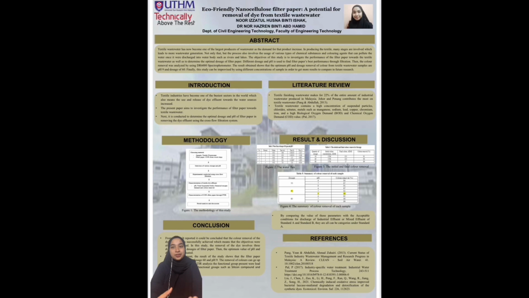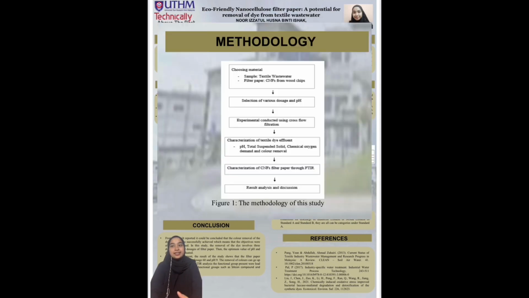As for the methodology part, the study starts by choosing the samples, such as the water sample and filter paper, to be used in this experiment. In the study, the water sample was obtained from a textile industry located in Senai, Johor, while the filter paper was obtained from the Forest Research Institute Malaysia, also known as FRIM, made of CNFs from wood chips.